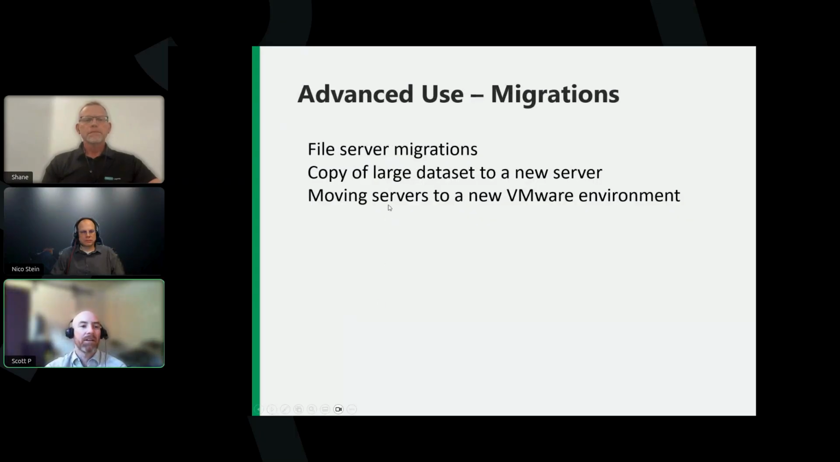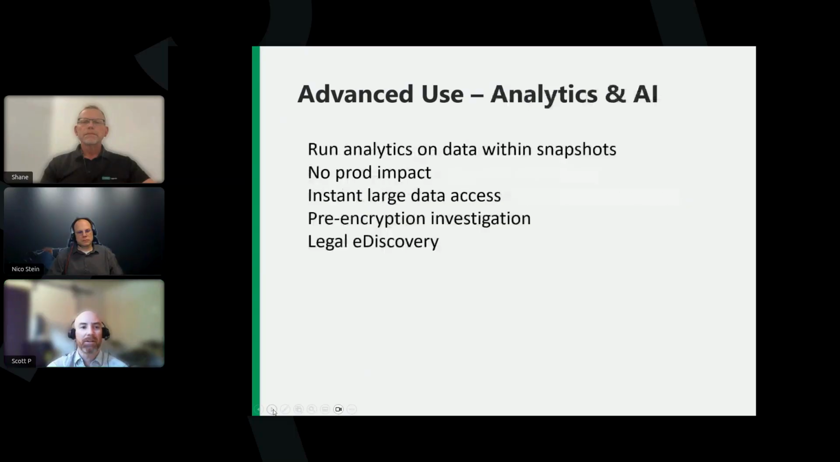And a couple of the advanced uses. File server migrations is a big one. If you can just take one of these storage snapshots, mount it to another VM, and import all of your volumes right over to the new file server, you don't even have to copy any data. Same with if you're moving your servers to a new VMware environment, I would just take one of those storage snapshots, restore the VM to the new VMware environment basically instantly, and you can start using it. You don't have to actually vMotion it.